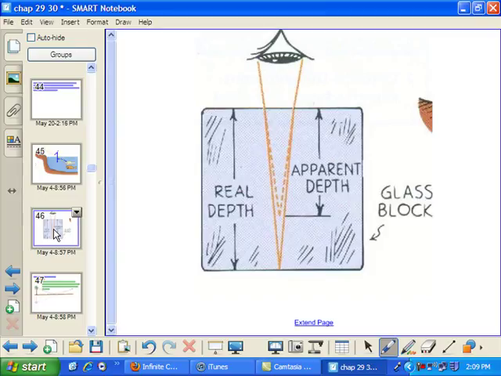Looks like this great big glass of root beer, and you have this little teeny tiny thing because the light refracts around the outside.